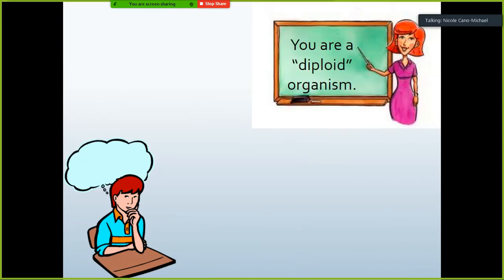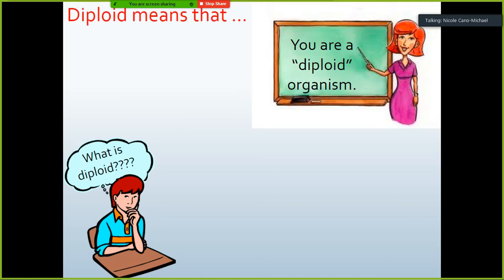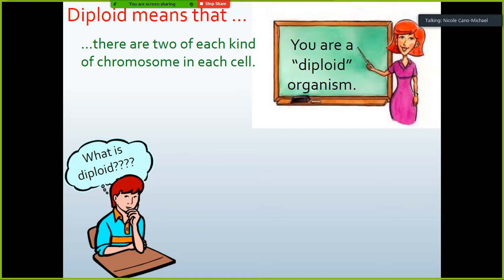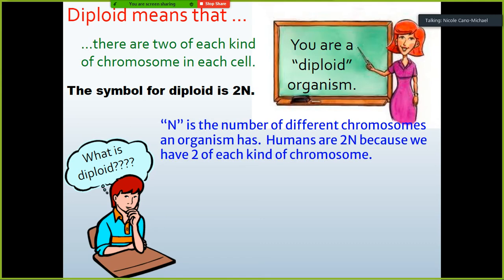All right, so you are what we call a diploid organism. So what does that mean? What that means is that in each cell in your body, you have two of each type of chromosome. Every cell of your body has 2 copies of all of its chromosomes. The symbol for diploid is 2N, where N represents the number of different chromosomes that an organism has. Now, humans are 2N because, again, we have 2 of each type of chromosome.